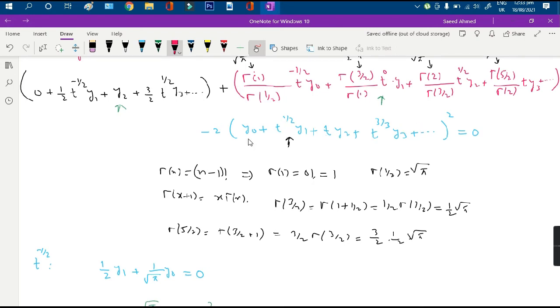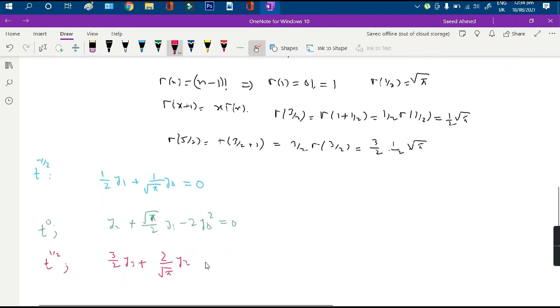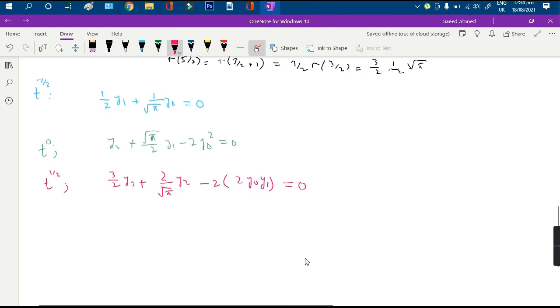So it means when we expand this series we will get only one term which has t to the power 1 by 2, and that term is 2 times y naught into y1. So this becomes minus 2 outside, and 2 y naught y1 is equal to 0. So this is the total of the terms that we have for t to the power 1 by 2. Okay, now we have to solve these equations to get our components y naught, y1, y2, and so on.